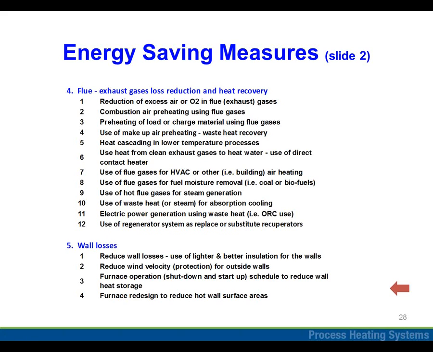Flue gas and exhaust gases, there are a whole bunch of things that can be done, and we don't have enough time. I'm already at 1:50 p.m. So I'm just going to say reducing the excess air, combustion air preheating, load preheating, makeup air heating. These are a whole bunch of things that we will discuss. And number 10, use of waste heat for absorption, cooling, or steam is another area. Electric power generation is another area. So there are a whole bunch of things, and out of these 12, maybe 3 or 4 are practically applicable to a steel plant like yours.